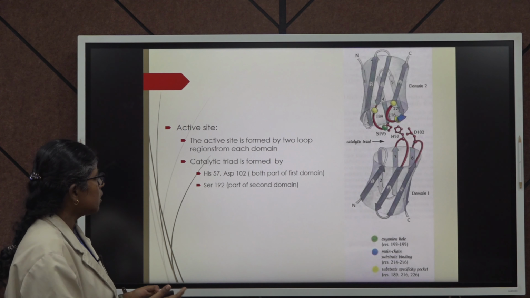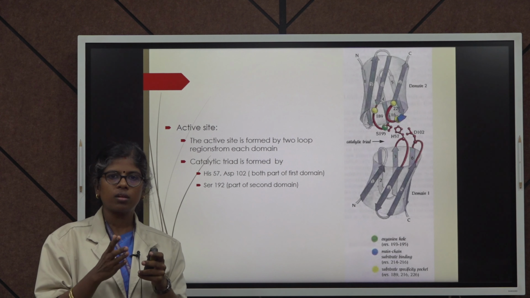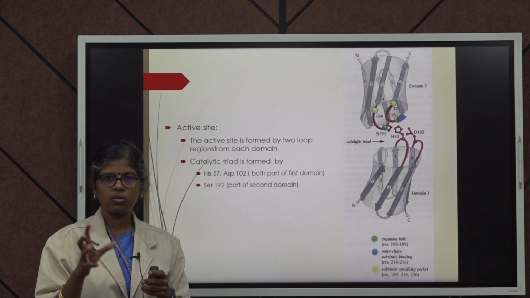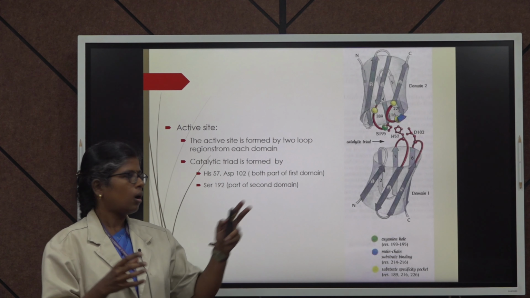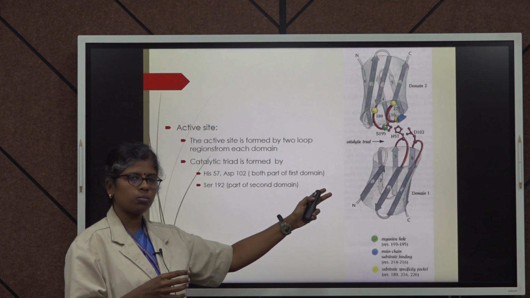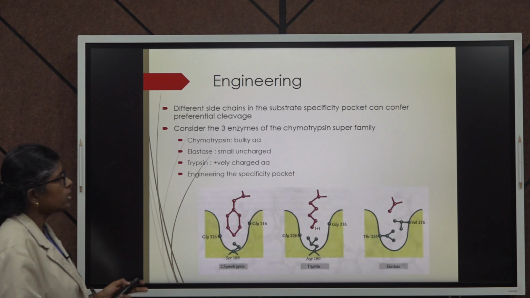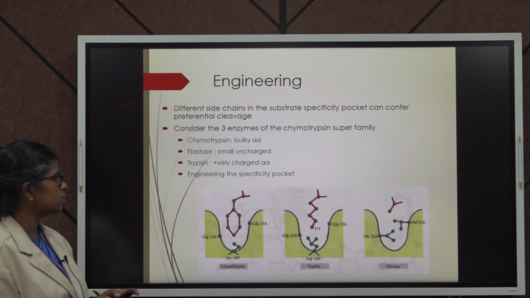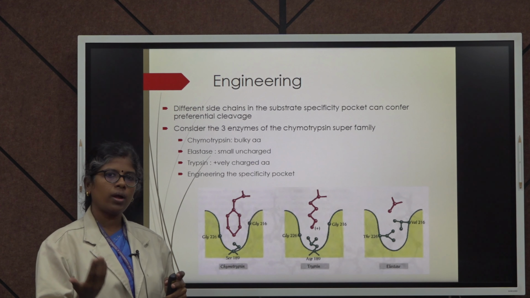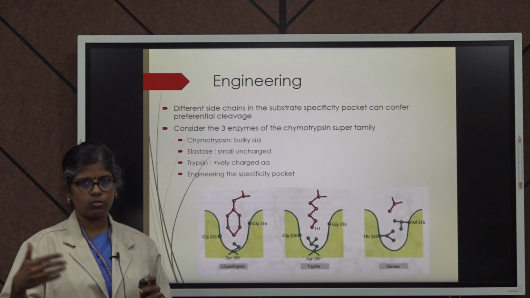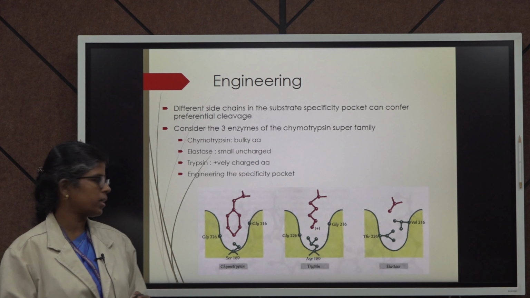So, in conclusion, we have seen that chymotrypsin is an enzyme that cleaves a peptide bond specifically after a specific residue, and this is how the structure of chymotrypsin is helping it to do its function. As far as engineering these proteins is concerned, this specificity pocket can be engineered to accommodate different kinds of substrate, thereby expanding the number of substrates that can be used by the protein.